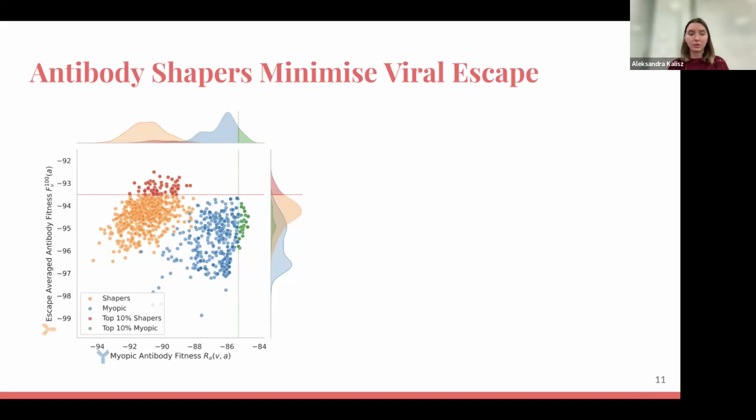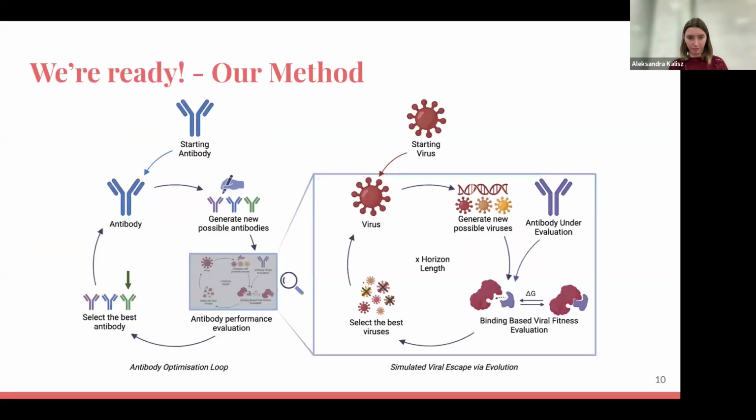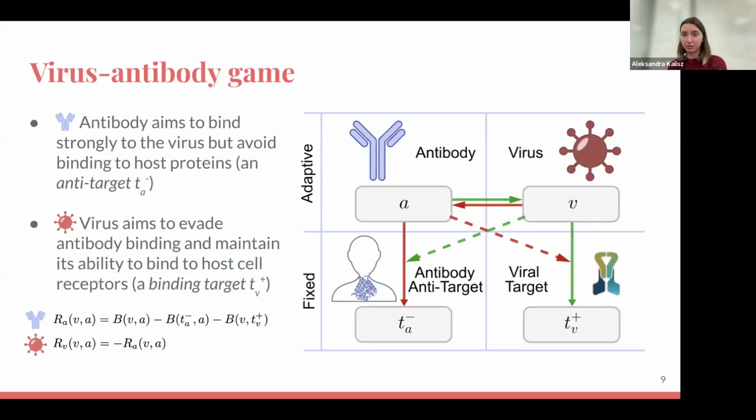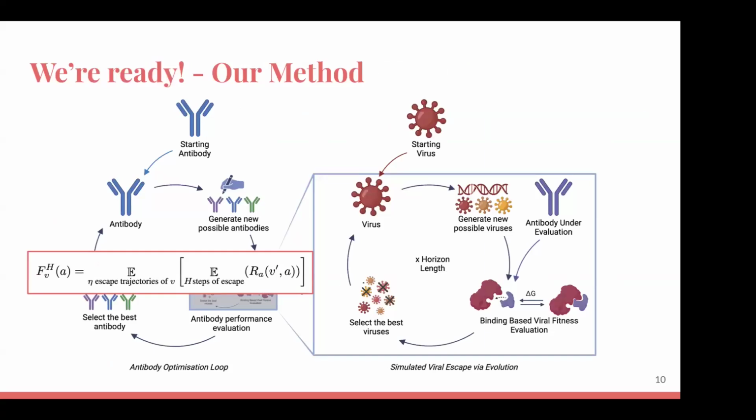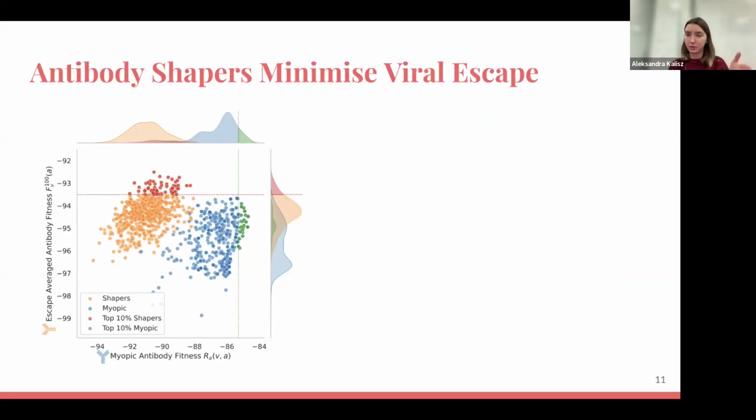So here in this plot, what we're showing is shapers in orange, and they are optimizing with horizon 100 steps, and myopic antibodies in blue. And then what we are comparing on these axes is, at the bottom, the x-axis is the myopic antibody fitness. So if the antibody was just optimizing directly for this, but just for the starting virus, versus this escape average objective that actually accounts for the full 100 steps of the viral escape. That's the y-axis here. Was there a question?